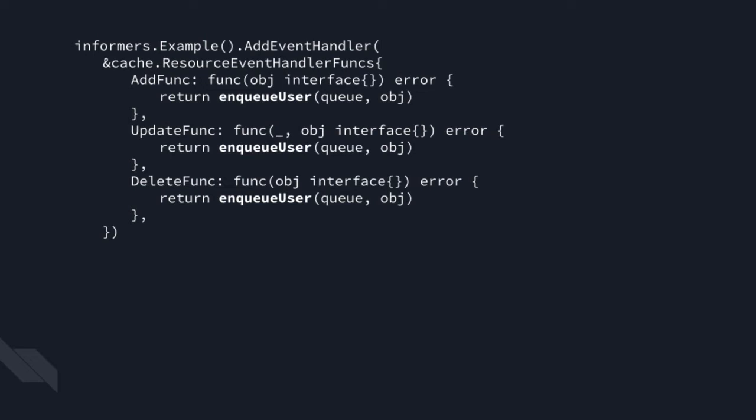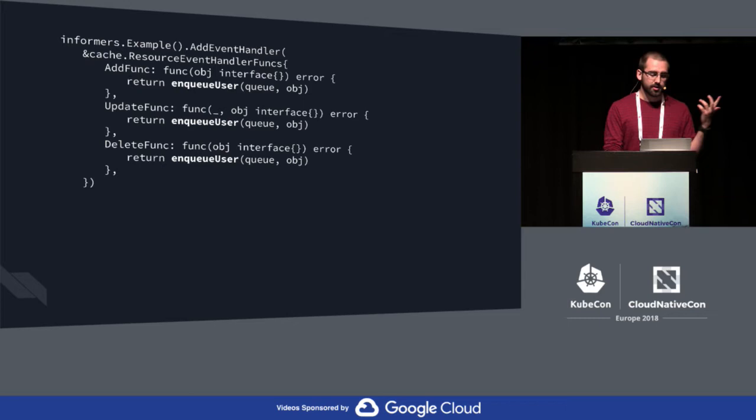So every time we see a creation, update, or deletion for an event, we always just add it to the queue to be processed. And we handle the difference between deletion and creation or update separately, and we found that to be way more reliable than actually being present for the delete. So in this case, you can see that we always just call the same enqueue user function from before, and that just takes the queue and the object that was just operated on.